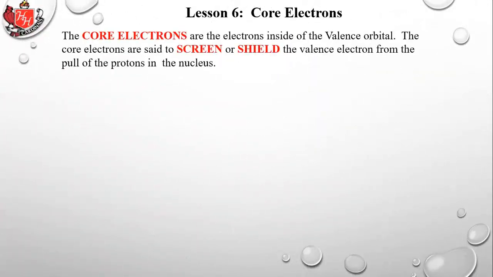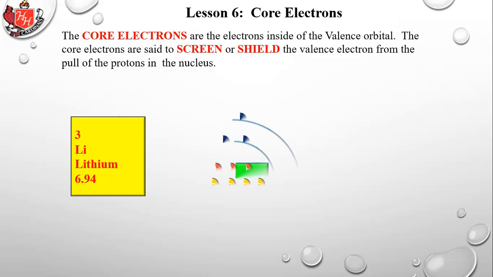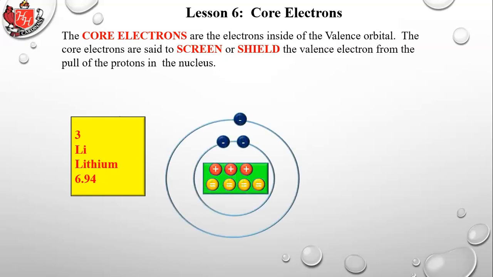The core electrons are the electrons inside of the valence orbital. The core electrons are said to screen or shield. Those words are used interchangeably. Some books use the word screen, some books use the word shield. They're said to screen or shield the valence electron from the pull of the protons in the nucleus. So remember, negatives repel negatives. So those electrons are repelling each other.